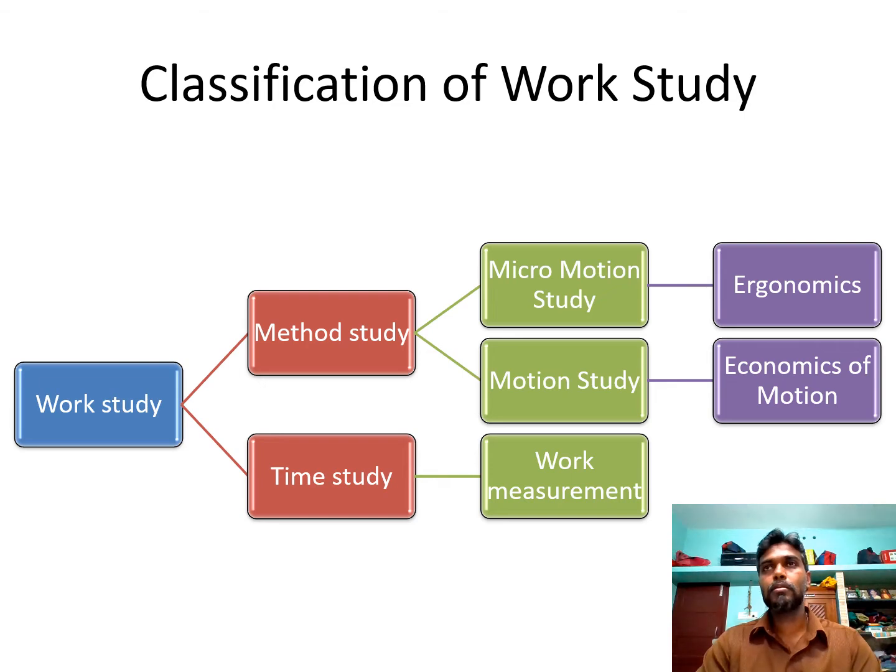This work study is classified basically into time study and method study. Time study again gives a way for work measurement. The method study, which was developed by Gilbreth and his wife Lillian Gilbreth, gives extension to micro motion study and motion study. Later, micro motion study shows a way to develop a different field of science, that is ergonomics. In the same way, motion study gives a new way of study towards economy of motion.